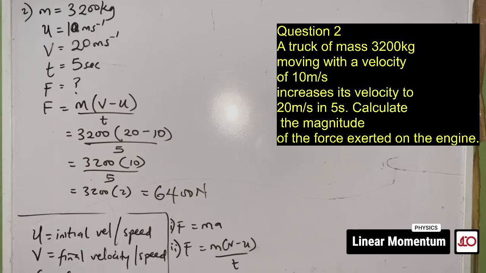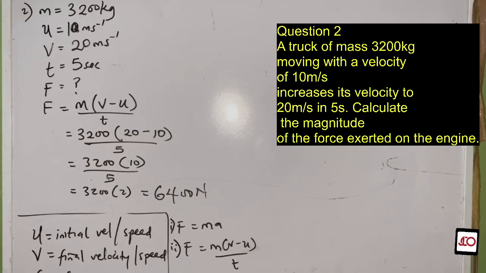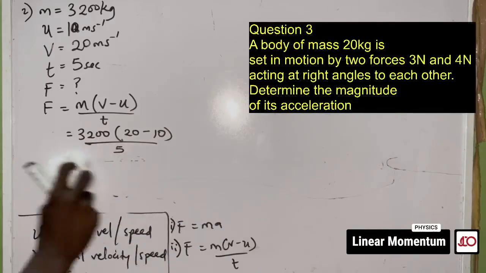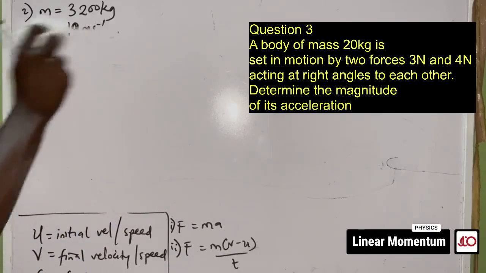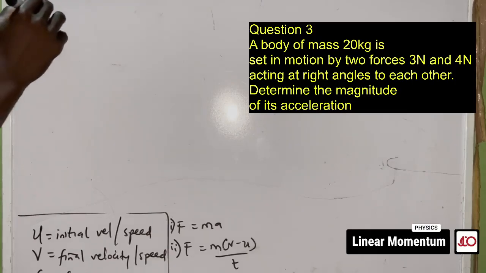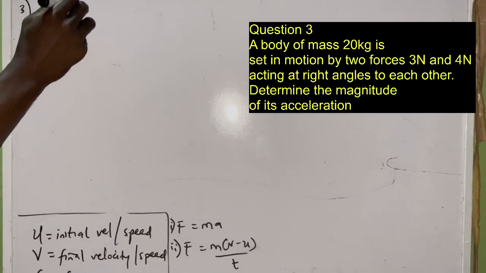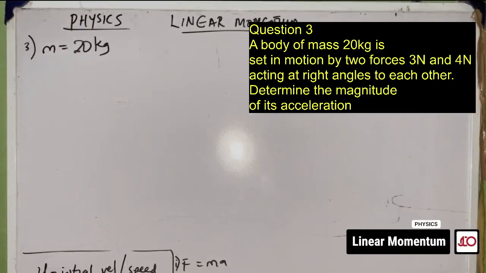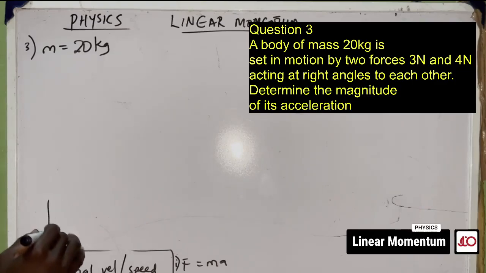Next, here is a body of mass 20 kg set in motion. So already they've given us the mass. Mass is what? 20 kg. And they said it is set in motion by two forces, 3 Newton and 4 Newton, acting at right angles to each other. So those two forces, 3 and 4, are at right angles to each other.